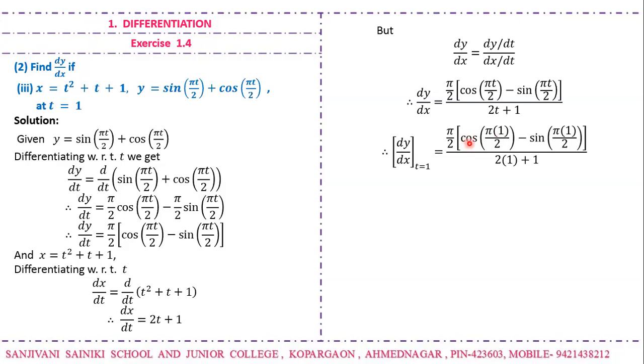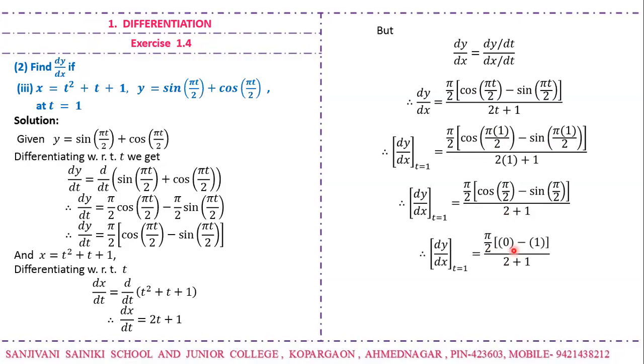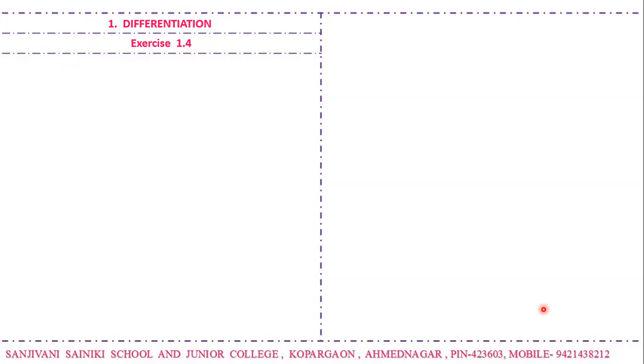Now cos of 90 is 0 and sin 90 is 1. So 0 minus 1 is minus 1 and 2 plus 1 is 3. So pi by 2 into minus 1 upon 3 is minus pi by 6, which is the derivative of the given function.